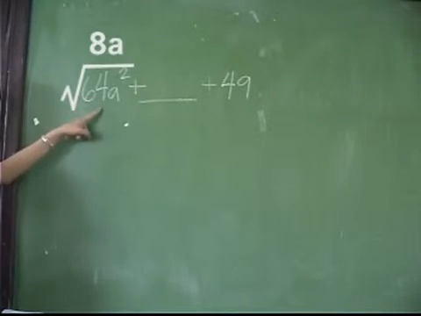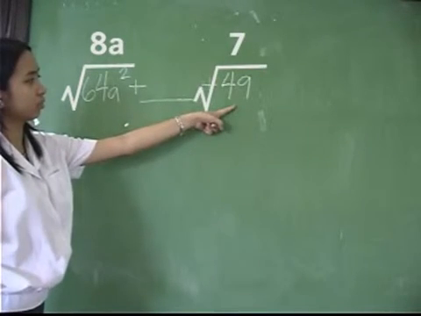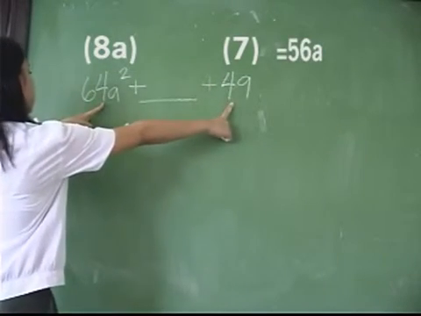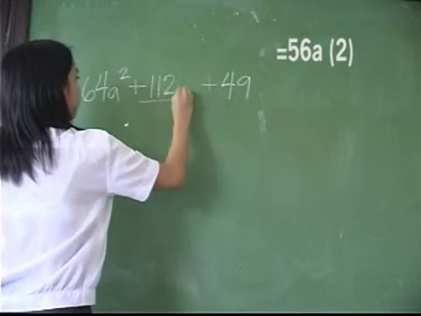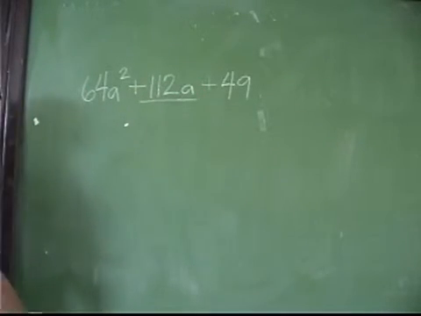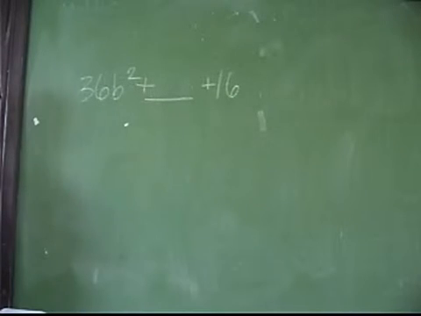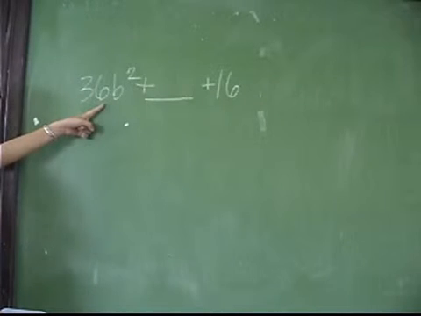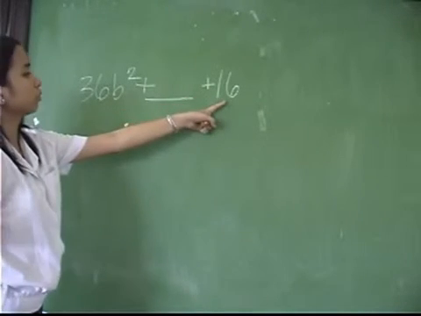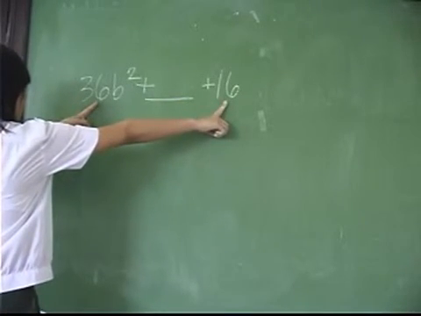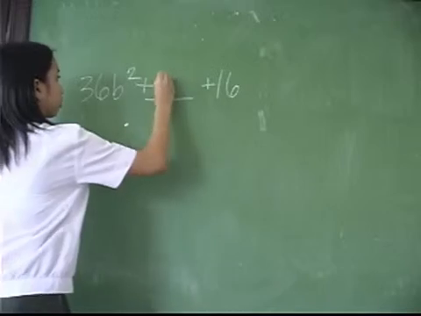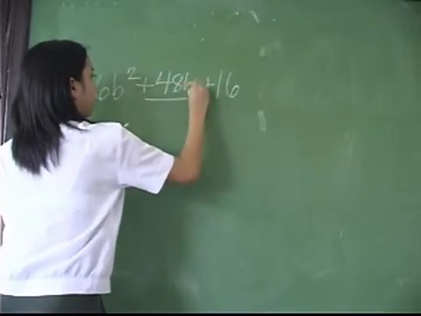The square root of 64a squared is equal to 8a. The square root of 49 is equal to 7. 8a times 7 is equal to 56a. 56a times 2 is equal to 112a. The square root of 36b squared equals 6b. Square root of 16 equals 4. 6b times 4 equals 24b. 24b times 2 equals 48b.